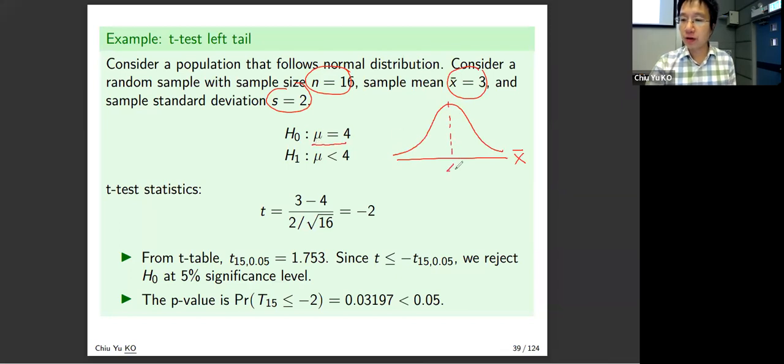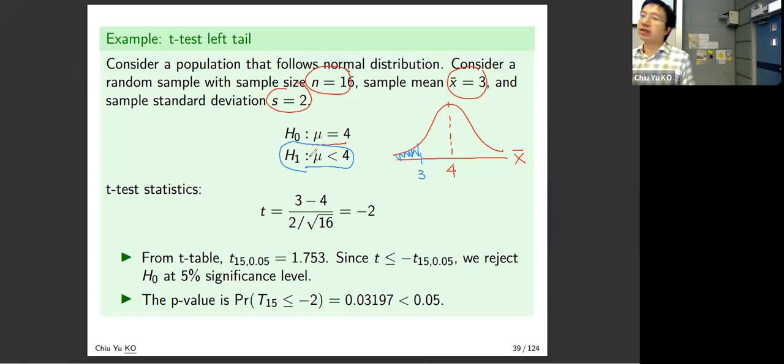Mu is actually 4. And as we know, the data tell us it's 3 here. The question is whether this 3 is far enough from 4 that we would say no to H0 and yes to H1. If the area is small enough, then you support H1 rather than H0. Is that clear?